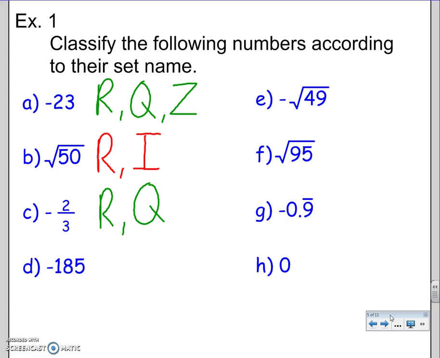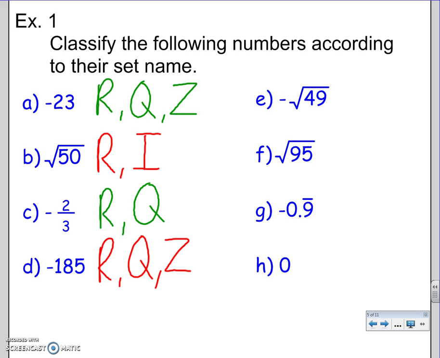D, negative 185. Well, the freebie is real. And then Q or I, well, it stops. So it's Q. And then the special cases, Z, W, N. Well, it's a complete number. So I use Z. And it's not positive or 0, so I can't use W or N.